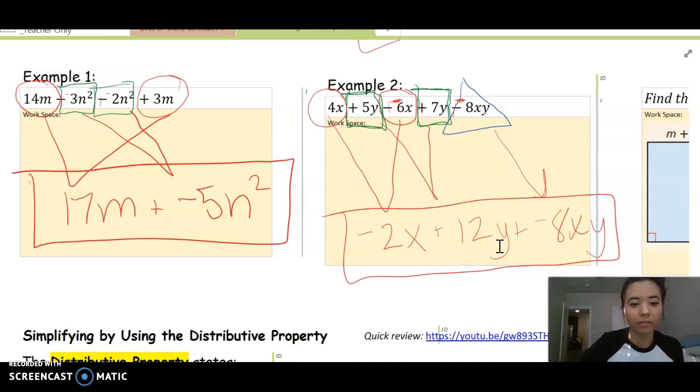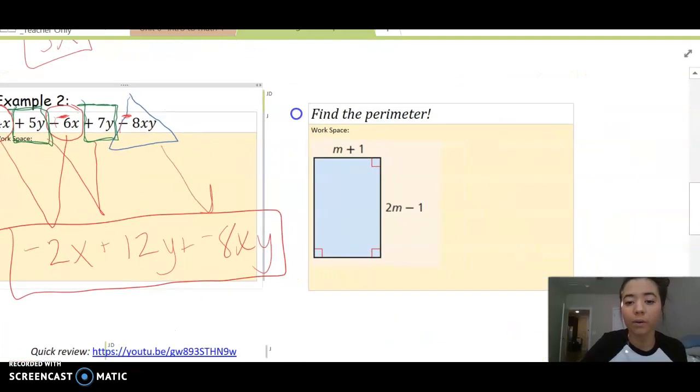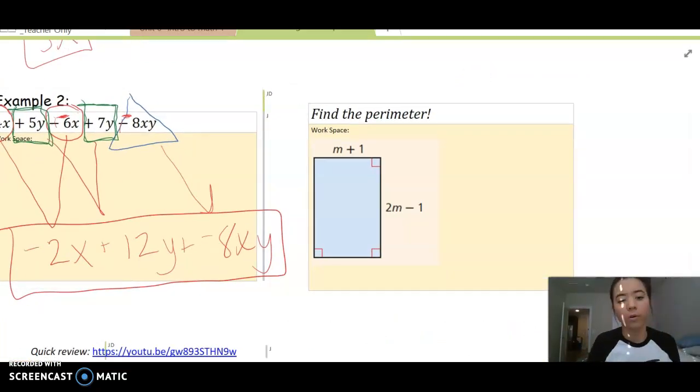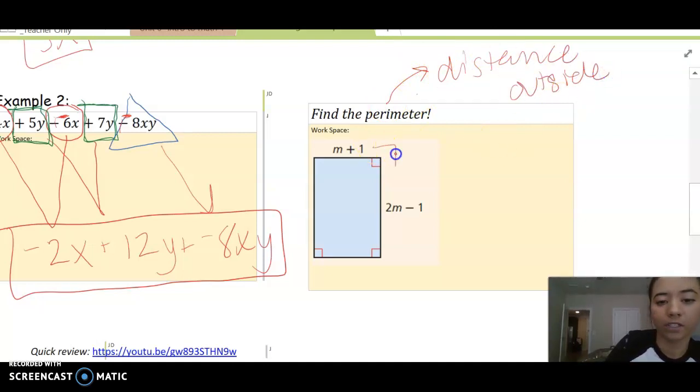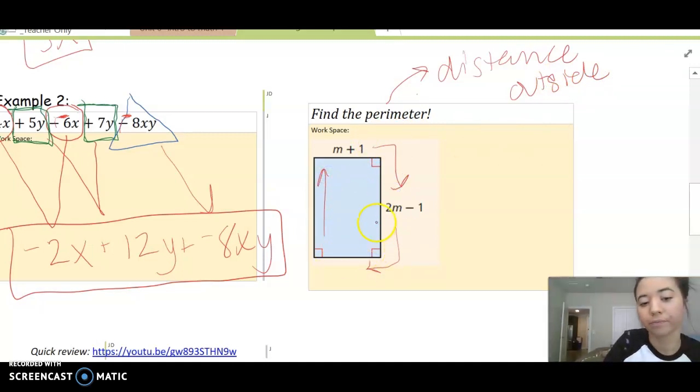That's it. Now, the last one I'm going to quickly go over, this is like a problem in your homework that you have due today. So find the perimeter. Perimeter just means your distance outside. So we're going to find the distance all the way around our shape.